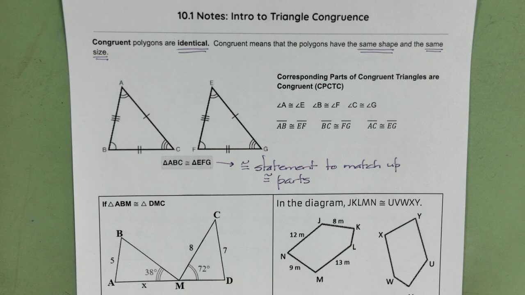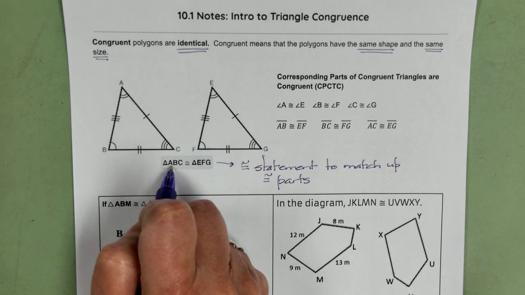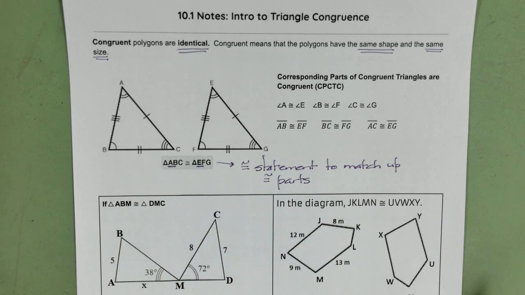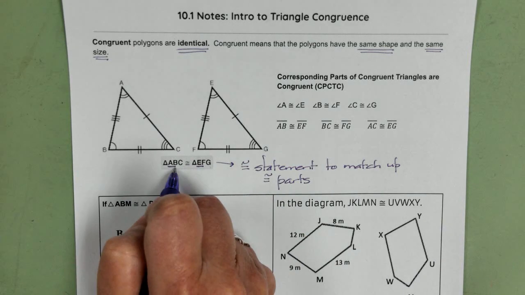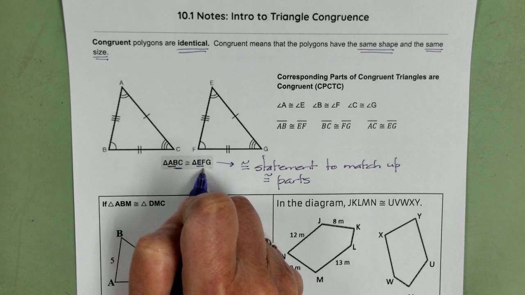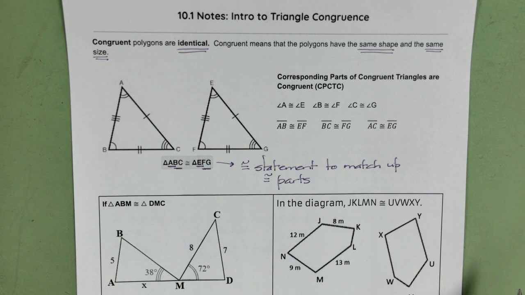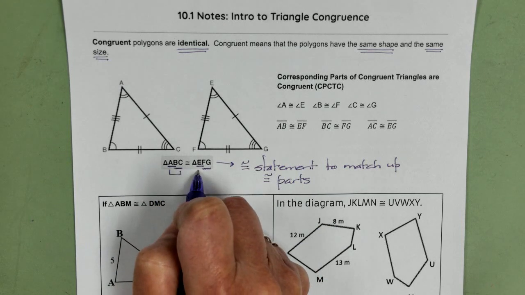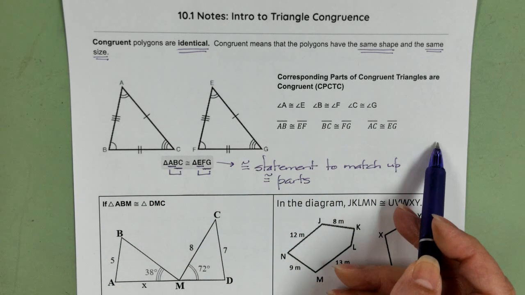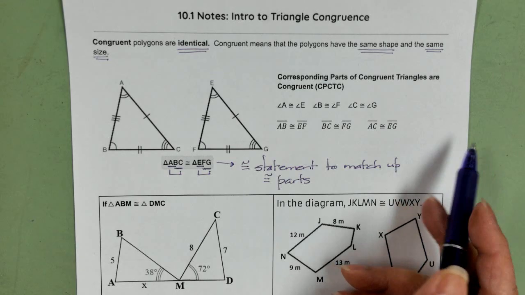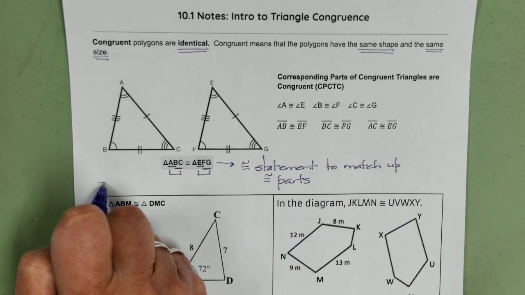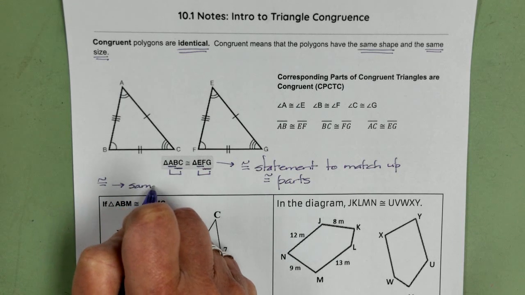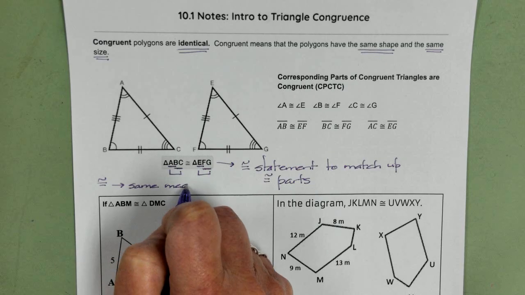When it comes to the sides, you want to pair the letters. So side AB is congruent to side EF. Side BC is congruent to side FG, and side AC is congruent to side EG. And we have them listed over here. Keep in mind, if they are congruent, then they have the same measures.